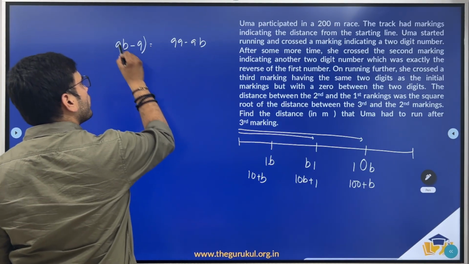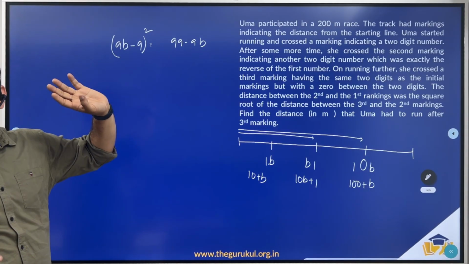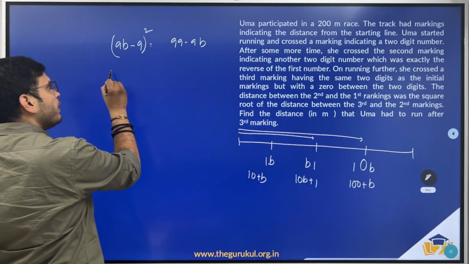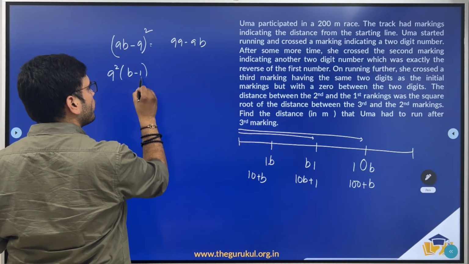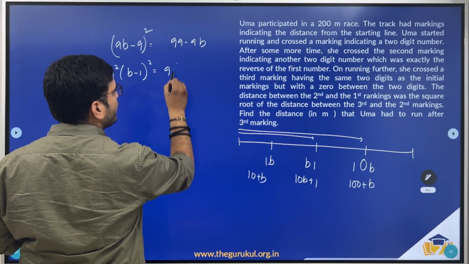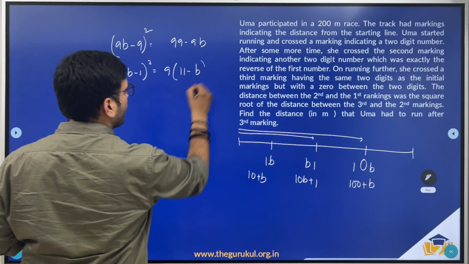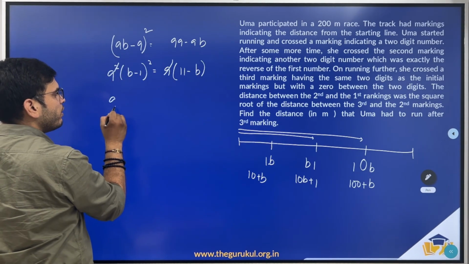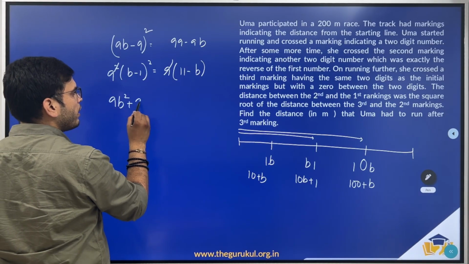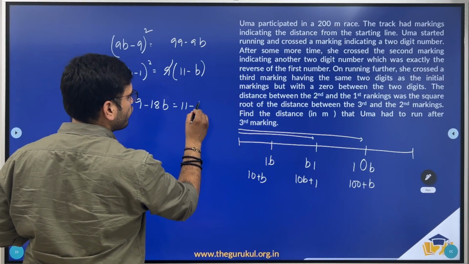Square root of 99 minus 9B should be equal to 9 into (B minus 9) whole square. Right. Now let me take 9 outside. So you will be having 9 square into (B minus 1) whole square is equal to 9 into (11 minus B). Right. Now I will cancel one 9. Now on expansion you will be having 9B square plus 9 minus 18B is equal to 11 minus B.